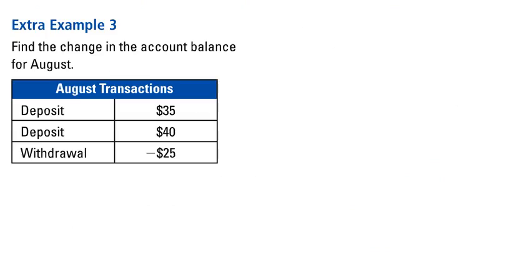Okay, so we're going to work with another example, just adding a bunch of numbers together. We're going to be looking at those different integers to see how this would work out. So if we're going to find the change in the account balance for August, we can say the change is going to be equal to the original deposit of $35 plus another deposit of $40 plus a negative $25 because that negative 25 is going to be that withdrawal.